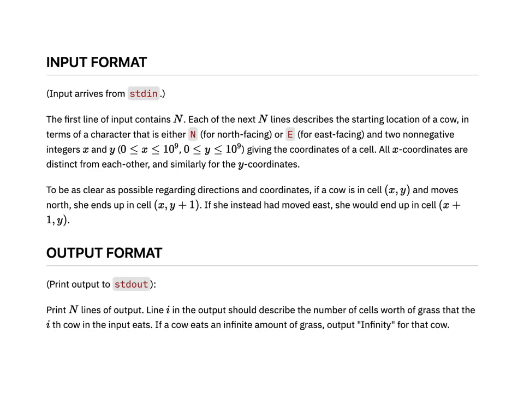Okay, so here is the description of the input and expected output, also taken verbatim from the problem description. Basically, we are given the direction, N for north or E for east, and the starting coordinates of each cow, and we're to output how much grass each cow ate by the end of the simulation. We'll return to some of the constraints given in more detail a little later.